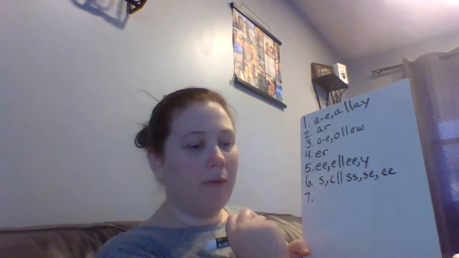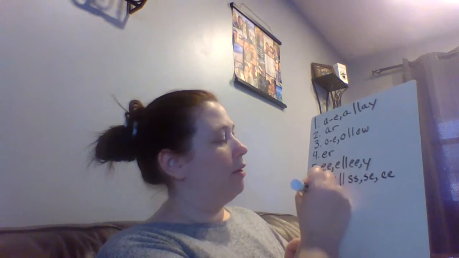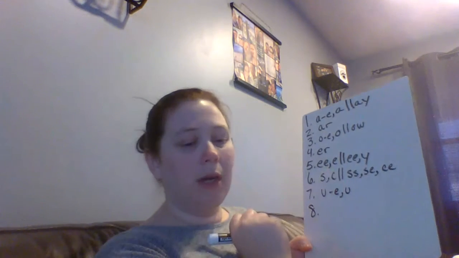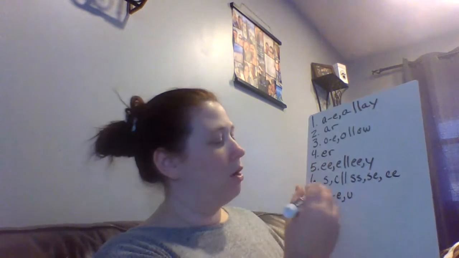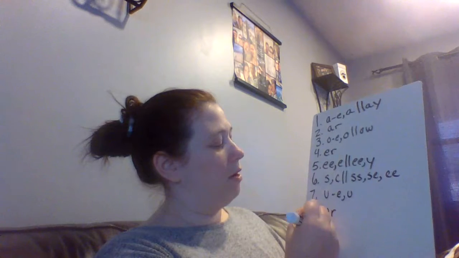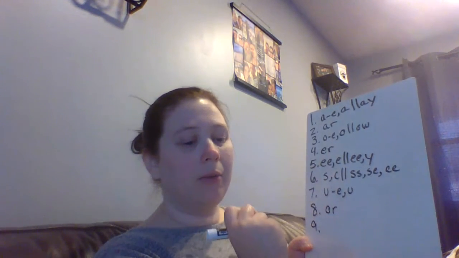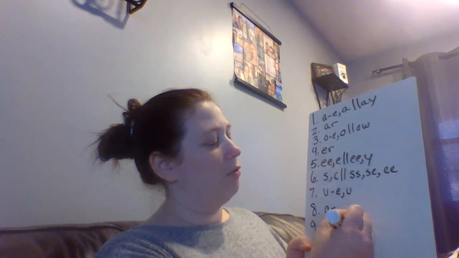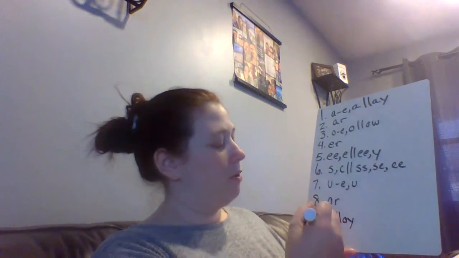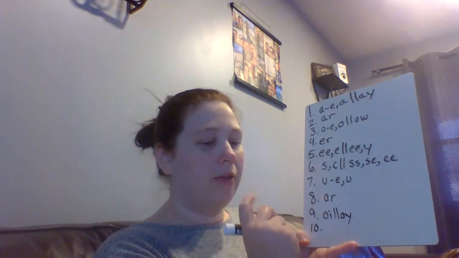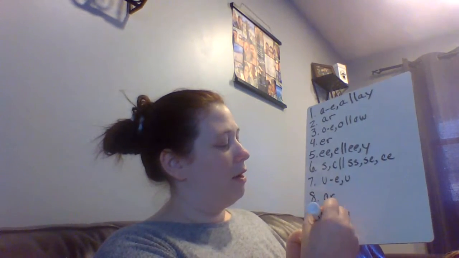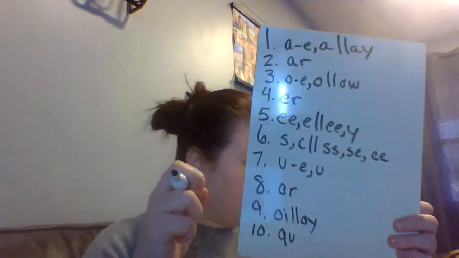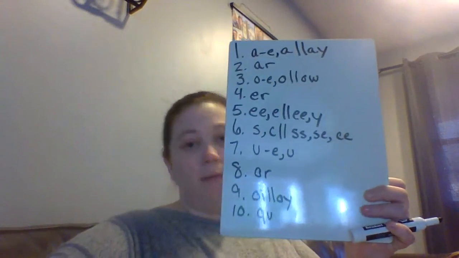All right, number 7, we have U. That's U, consonant E, comma, U. Number 8, we have OR. That's OR. Number 9, we have OI. So that's OI, or as a final sound, we do OY. Remember, we just learned that one. And number 10 is Qu. And that is QU. All right, go ahead and make sure that you have these before I erase them. If I can even find my eraser.